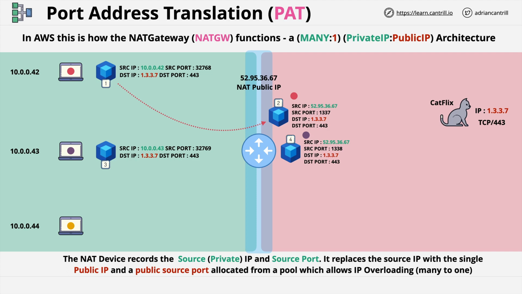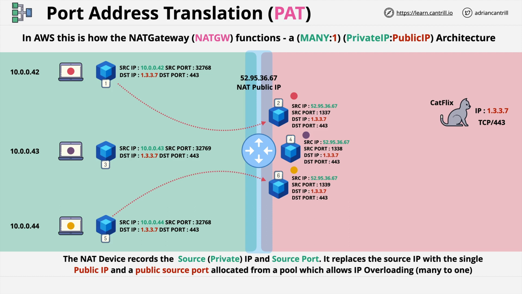Now if the bottom laptop, so the yellow laptop, generated a packet, note how this time the source port which is randomly assigned is the same source port that the top or red laptop is using for the same connection. But the same process would be followed. The NAT device would pick a unique source port to allocate, and it would translate this packet. It would change the source IP address from the private IP to the single public IP, and it would change the source port of 32768 to a unique new source port, in this case 1339.